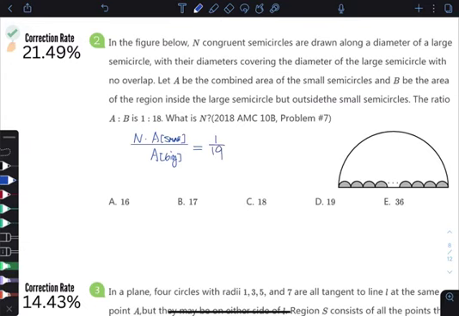Alright, and now let's just assume as for the small semicircle, the radius is r, so we do n times pi r squared. And as for the large semicircle, also pi times the radius squared. So this time the radius is n times r, so pi times n r squared. And that's equal to 1 over 19. After simplifying the fraction on the left hand side, you're going to get 1 over n is equal to 1 over 19, which indicates the capital N is 19. So we choose option D.